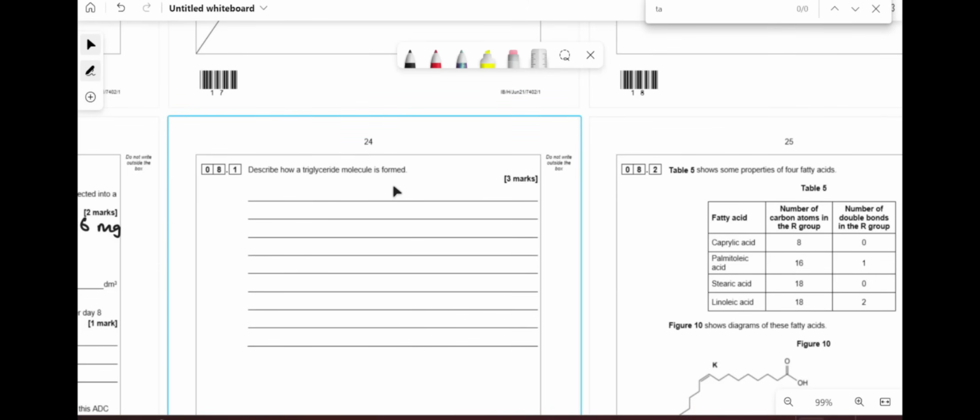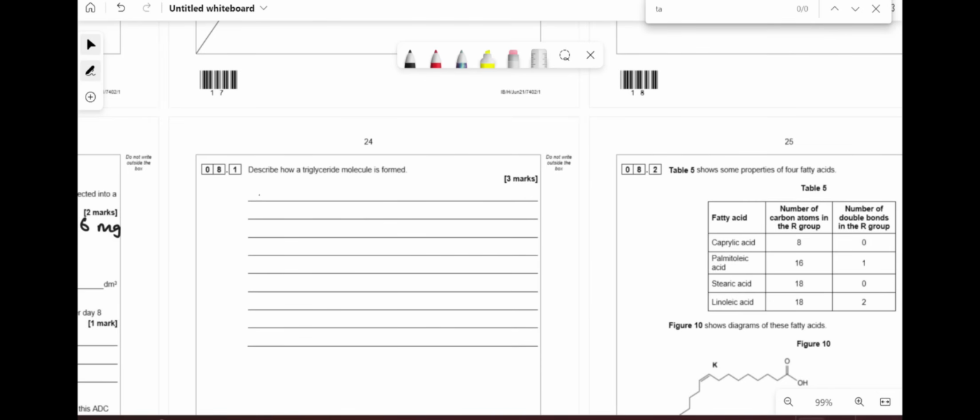So describe how a triglyceride molecule is formed. This should be 3 marks. And like I said, in every video you ever watch me, I'll always say this: whenever you do a question about making or breaking anything, you need to say what monomers you have or what polymers you're breaking down, what bonds are being made or broken, and how. So is it condensation or is it hydrolysis?